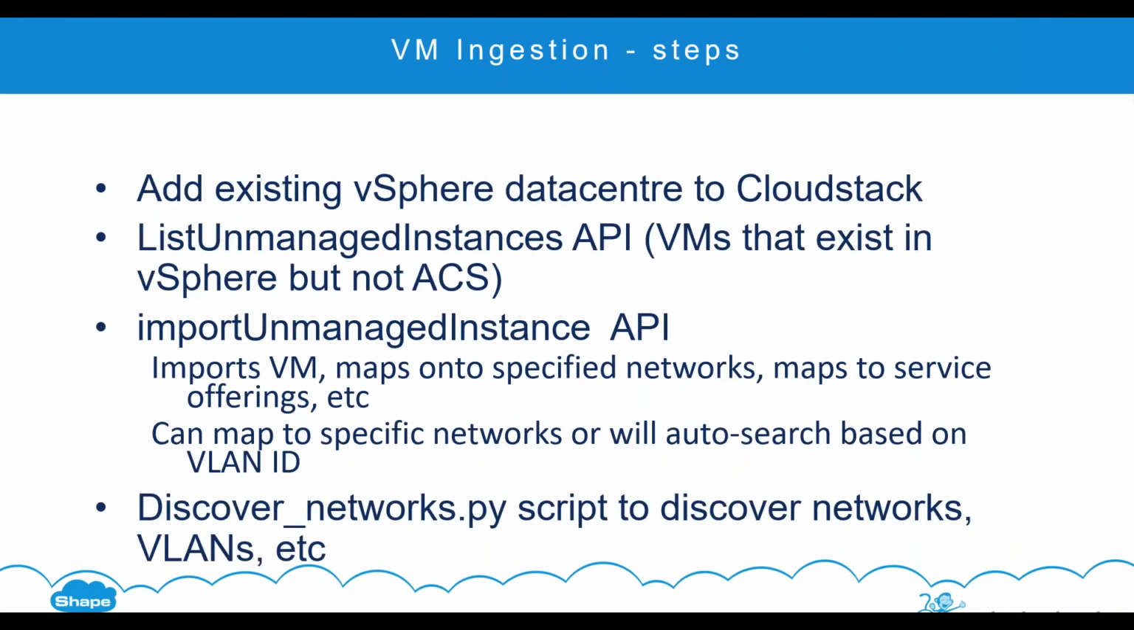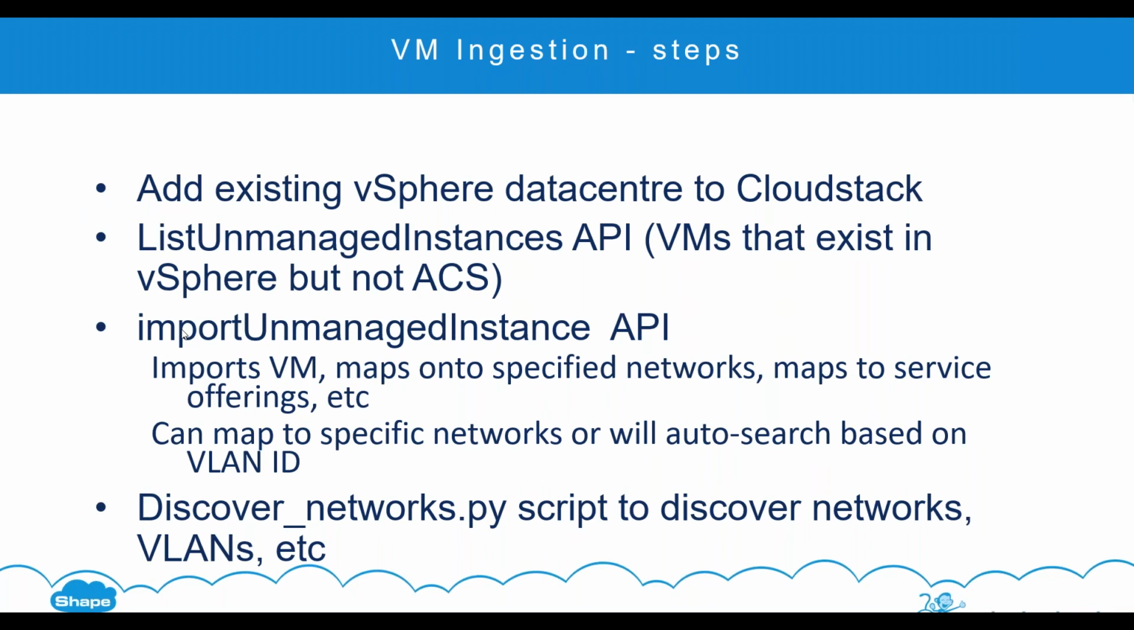So what we've got is two new API commands. First of all, if it's not already, you have to make sure that you have a CloudStack zone pointing to the vSphere data center. We have two new API commands: list unmanaged instances, which will ask vCenter what VMs it has that CloudStack doesn't yet know about. And most of the work is then done in the second API command, which is import unmanaged instance. Andrea's gonna demo this shortly, but basically we give it a bunch of parameters, tell it the name of the VM, etc. We can do things like specify what network we want it to go on, service offering we want it to map to, etc.